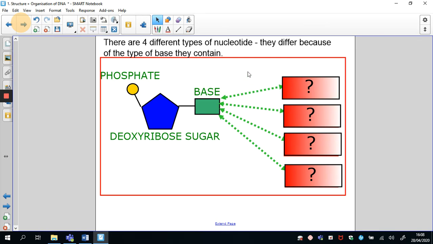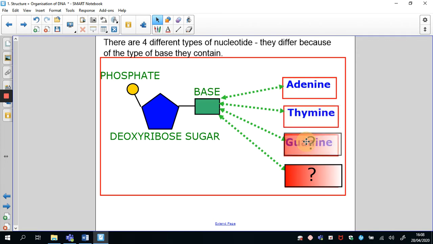Now, I know you know these, so I'll just give you a little moment to have a think. What are they called again? Now, the order that they are on the screen is irrelevant. You just need to know that we've got adenine, thymine, guanine, and cytosine. Okay, so you must know those names. You must know these are the names of the bases. You must know how to spell them.